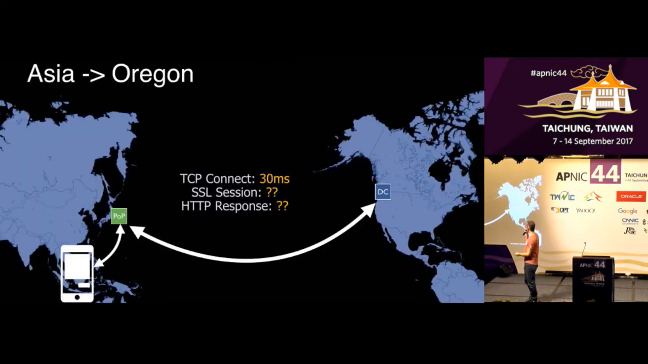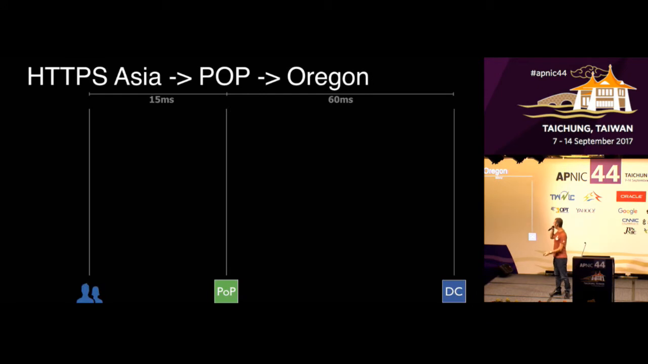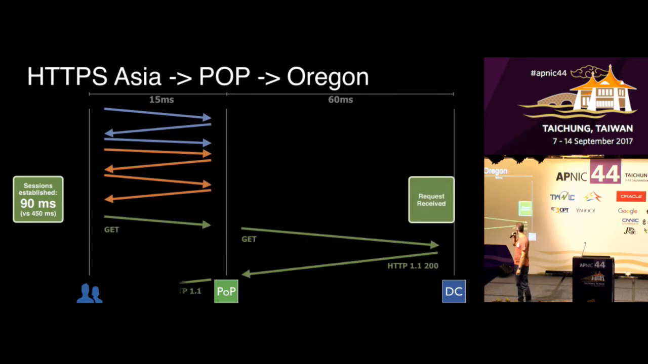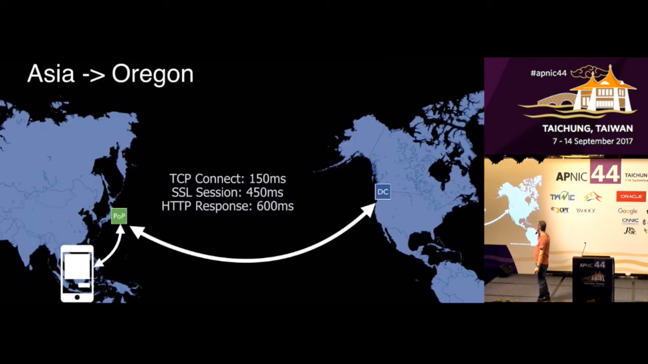So as a first step, what we started to do is deploy POPs around the world. This POP somewhere in Asia terminates your TCP connection. At that point, that TCP handshake and that SSL handshake happen with a much, much shorter round trip time, while the actual element still gets fetched from our data center. So we now reduce this 600 milliseconds to 240 milliseconds. That's already a pretty big win, but that was only the first step.